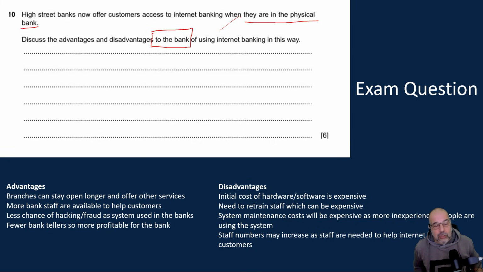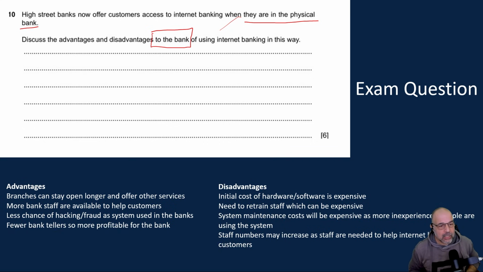Okay, well, first of all, banks can stay open longer, because you can have just one person in there helping people with internet banking when the tellers are closed. More bank staff are available to help customers. So when the bank is open, you may have, let's say, 3 tellers giving service to 3 customers at a time, but you may have 6 internet banking stations, which are serving another 6 clients. So you're actually serving 9 with only 3 members of staff. And that also means that you can have fewer staff in the bank, which is more profitable to the bank.